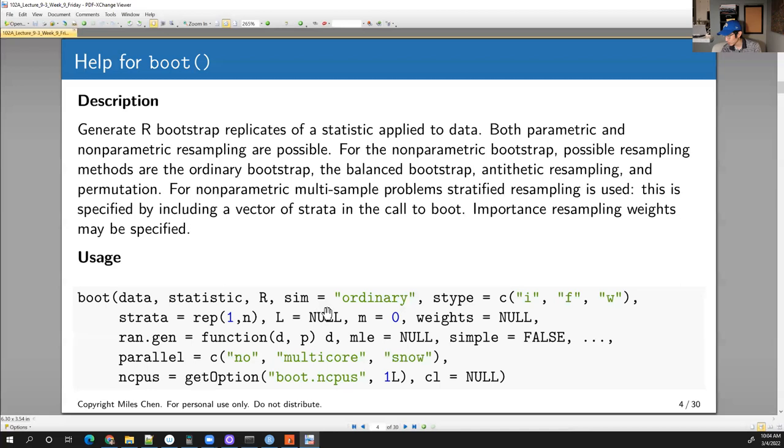If we look at the function call, it says boot on data, statistic, R. These are the three things that are not provided defaults: the data, the statistic, and R being the number of repetitions or replicates. Everything else comes with a default value, so you don't have to worry about it. The method for how we're going to sample is what they consider just ordinary bootstrap, but apparently you can choose different options there. And actually, I don't know what these other things are, like the S type and stuff.